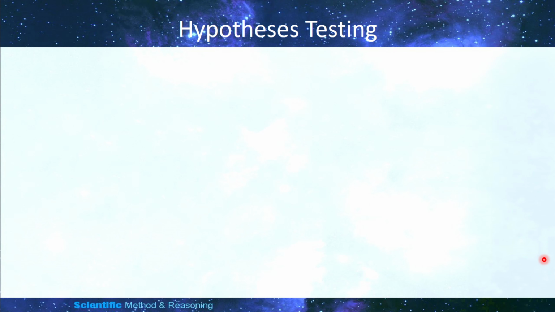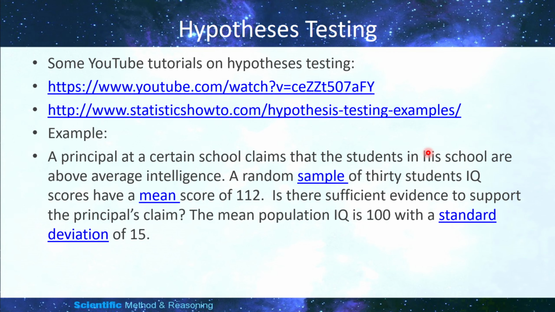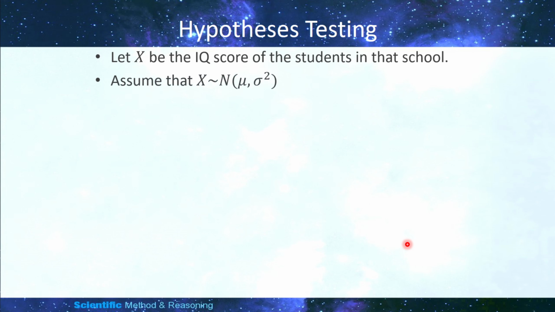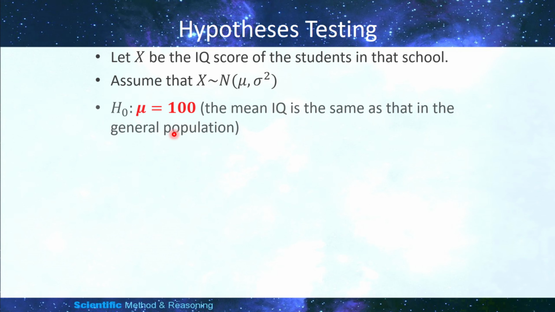Now notice that sigma squared is given because the standard deviation equals 15, so the variance is 15 squared, and the mean population IQ is 100. So we assume that X, the IQ score of the students in that particular school, follows a normal distribution with mean mu and variance sigma squared.